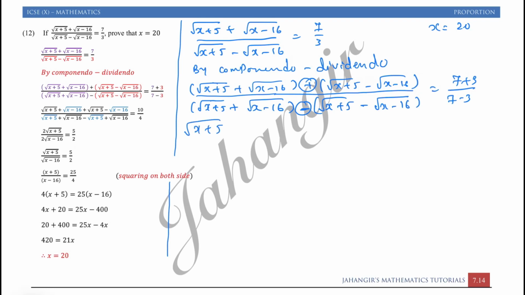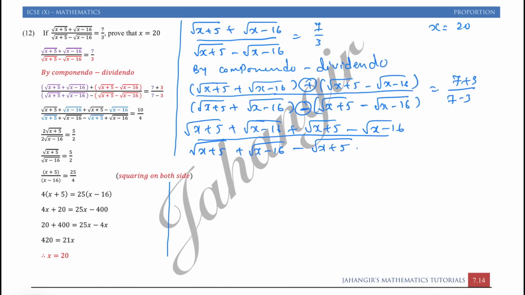Root of x plus 5 plus root of x minus 16 plus root of x plus 5 minus root of x minus 16, whole upon root of x plus 5 plus root of x minus 16 minus root of x plus 5, minus and minus, this minus and this minus will change sign, it will become plus root of x minus 16, that is equal to 10 upon 4. These two terms will get cancelled.